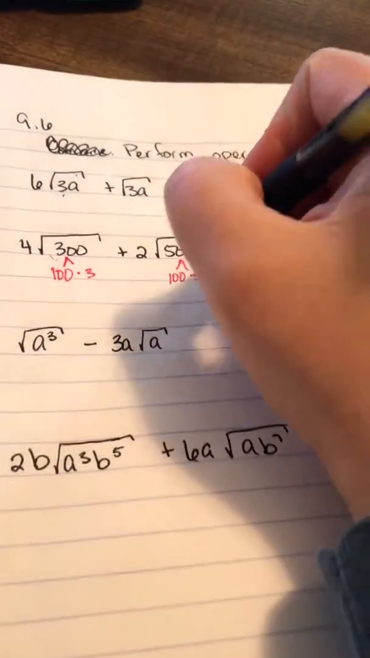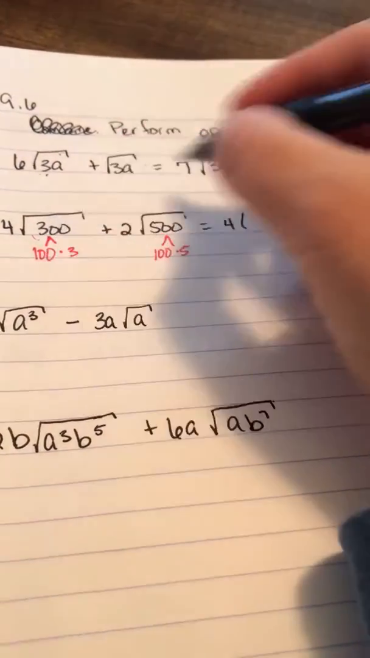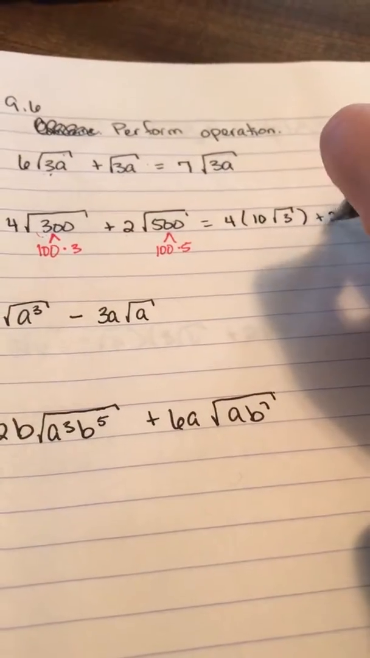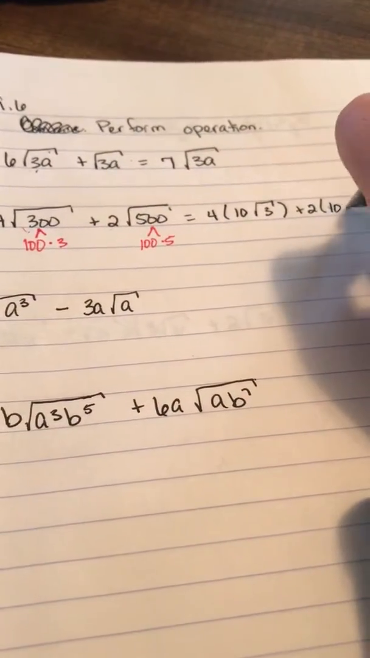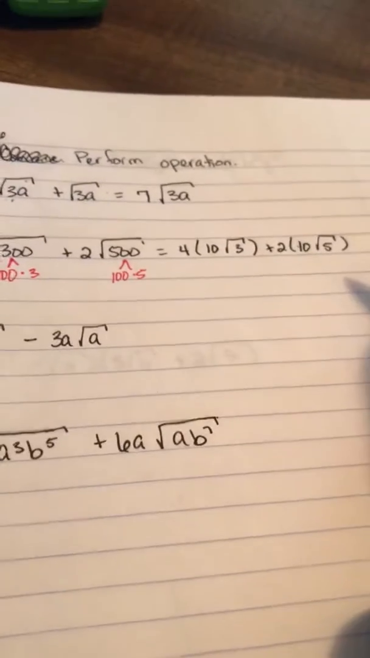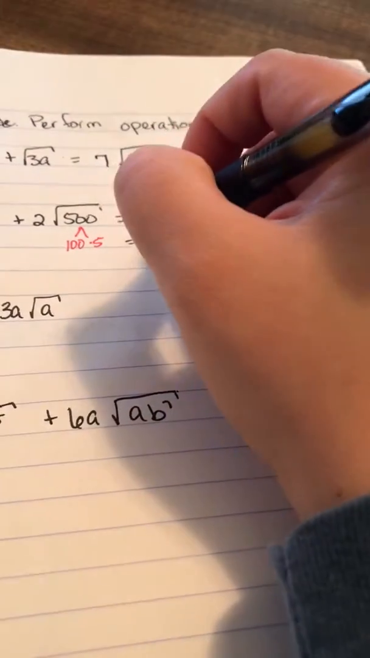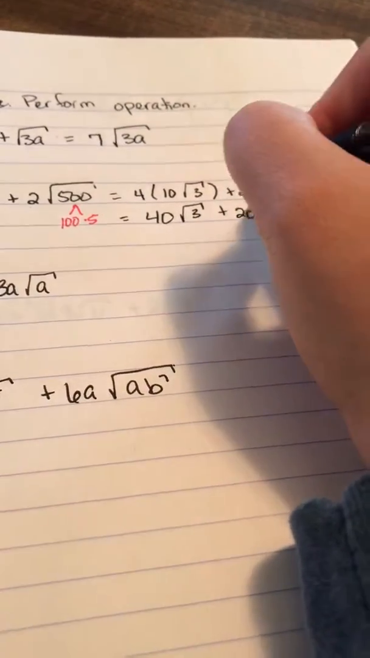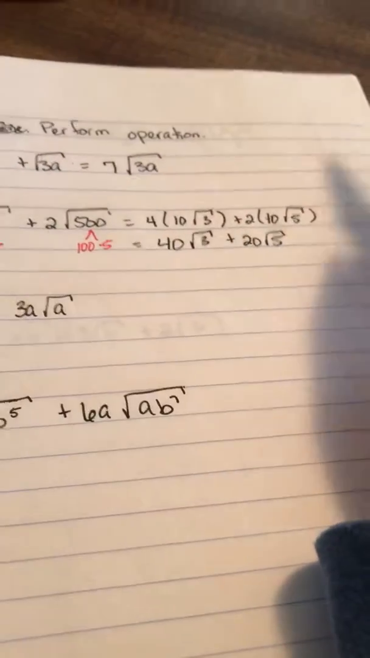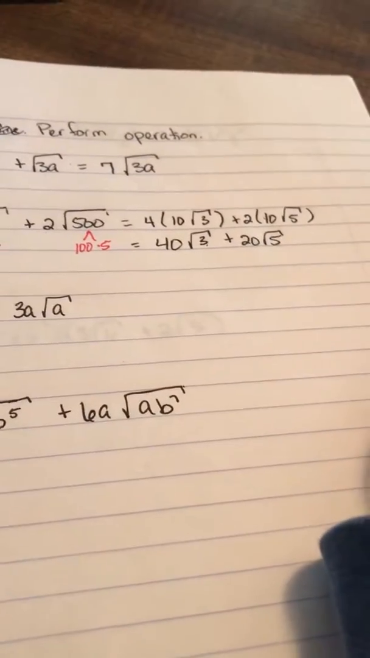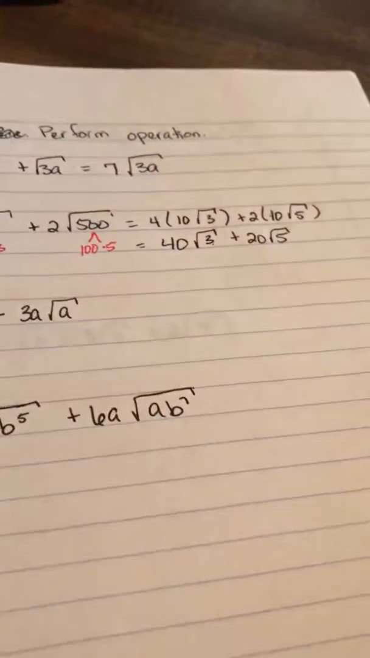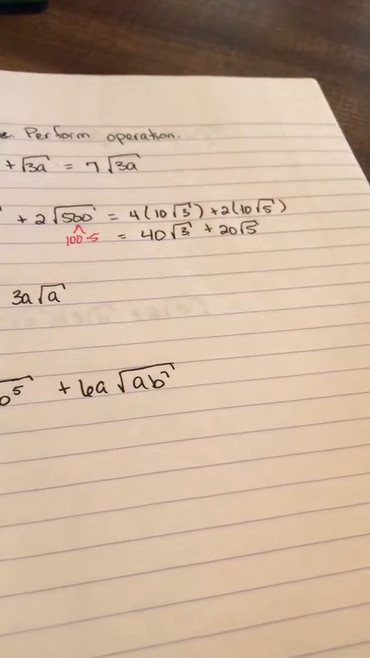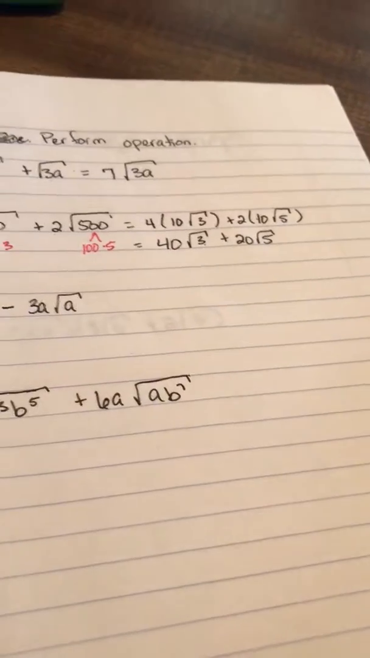So this is going to be 4 times square root of 100 is 10. Square root of 3 is left. Plus 2 times, again, square root of 100 is 10. Square root of 5 is left. So this is 40 square root of 3 plus 20 square root of 5. Well, square root of 3 and square root of 5 aren't the same, so therefore you cannot add these. So that's about all you can do. You can simplify it, see if they give you anything that's like terms where you can combine. It doesn't, so you're done.